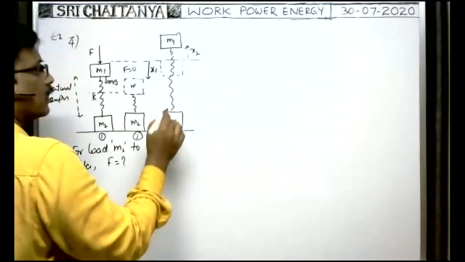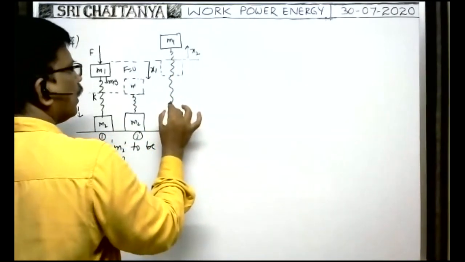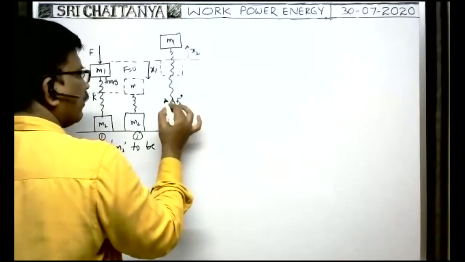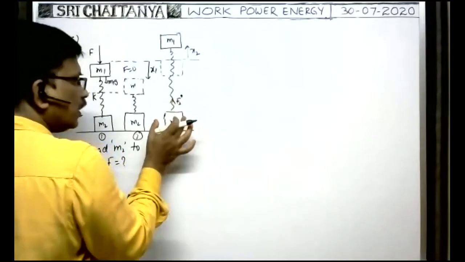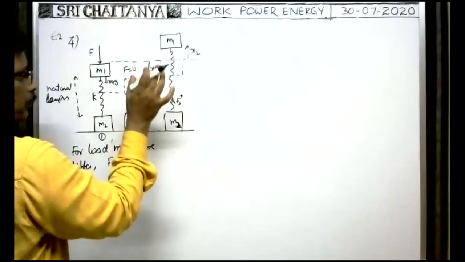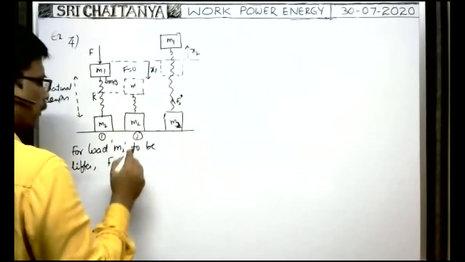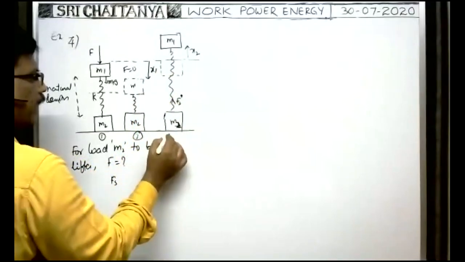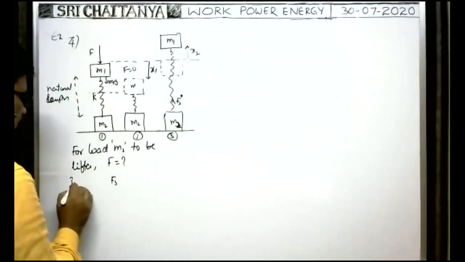At the time, the spring force is developed in the spring, say Fs, and Fs has to lift the block m2. That's why, for the block m2 to be lifted by the spring, the spring force developed in the spring in the third diagram must be enough.